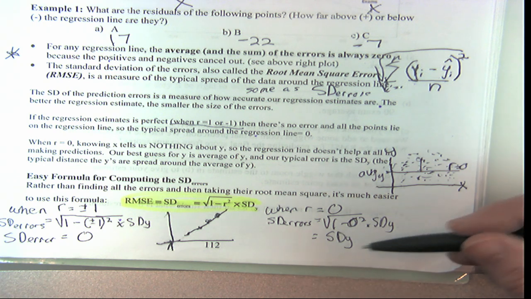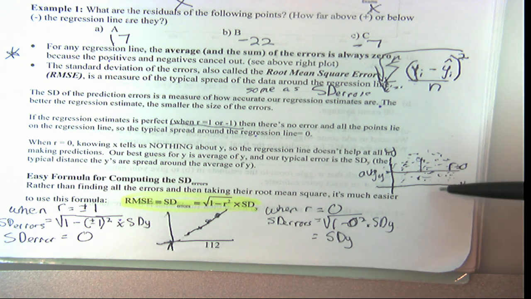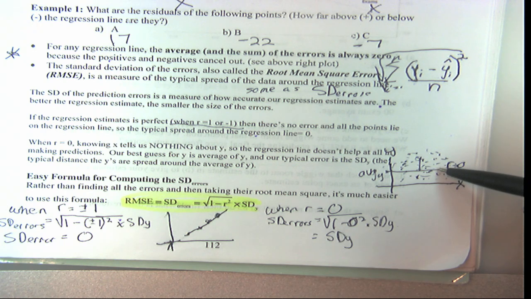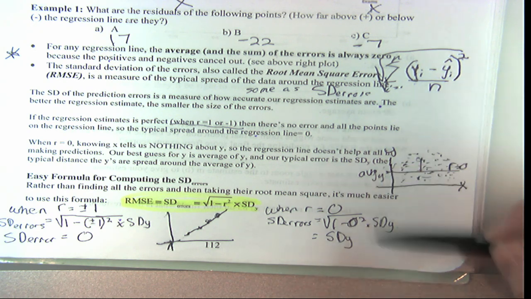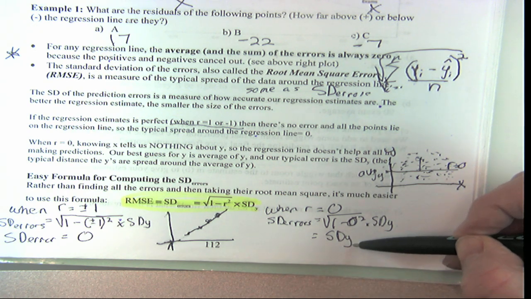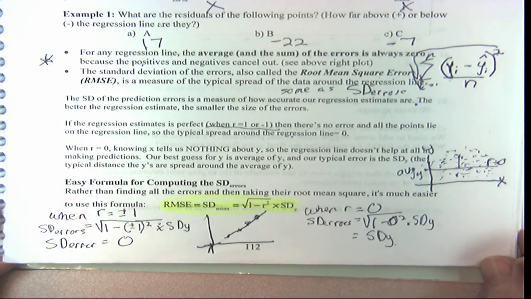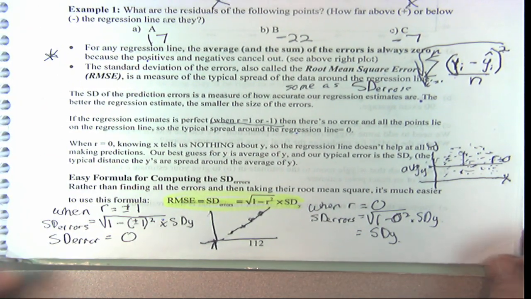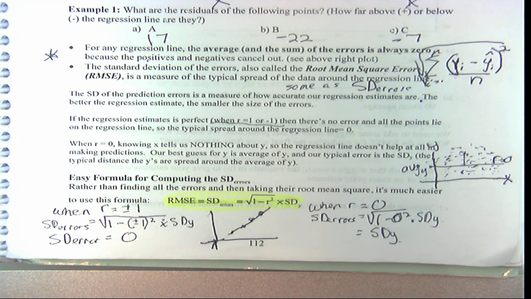So does that make sense? And that's why when r is equal to 0, our best estimate, our best prediction is just the average, and the spread around the average is the standard deviation of y. So that's the idea. And any questions so far?